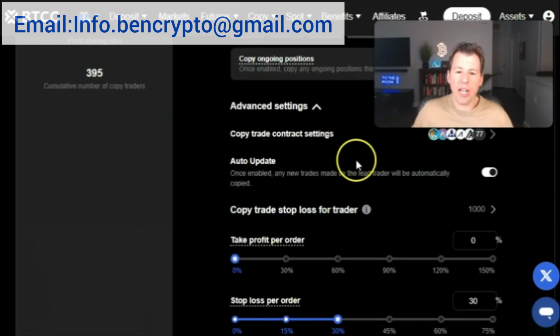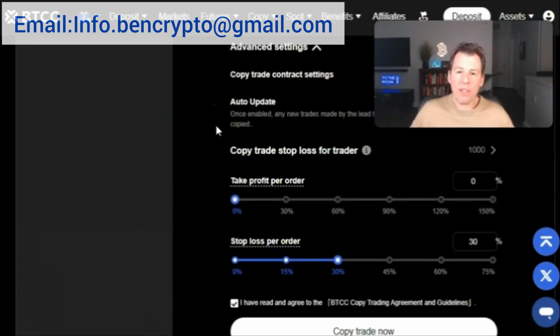Advanced settings. Let's first look at auto update. I would recommend you keep this toggled on. What this means is that whenever the lead trader makes a specific trade, you automatically copy trade that trade right then. So that's kind of the point of copy trading, right? If you have it toggled off, it just means you're going to manually review each of the lead trader trades after the fact and decide individually if you want to make that specific trade.